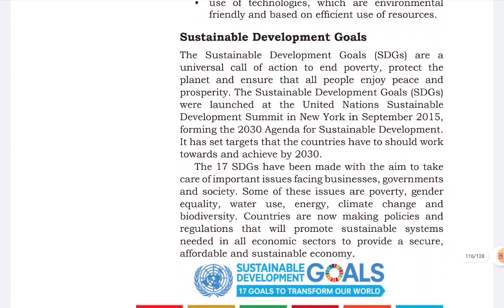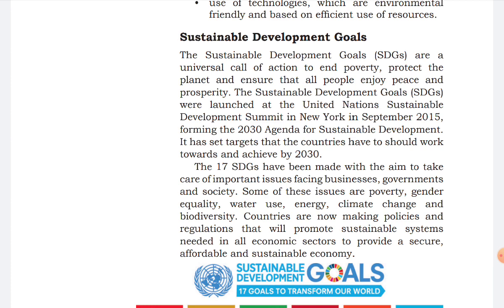Then SDGs, Sustainable Development Goals. The Sustainable Development Goals are a universal call for action to end poverty, protect the planet, and ensure that all people enjoy peace and prosperity. The Sustainable Development Goals (SDGs) were launched at the United Nations Sustainable Development Summit in New York in September 2015, and it formed the 2030 agenda for sustainable development.